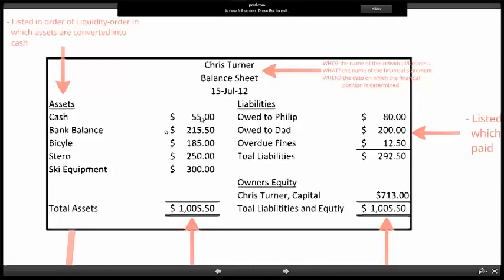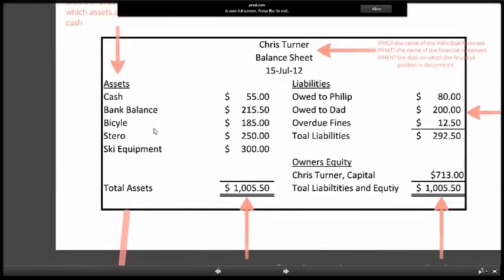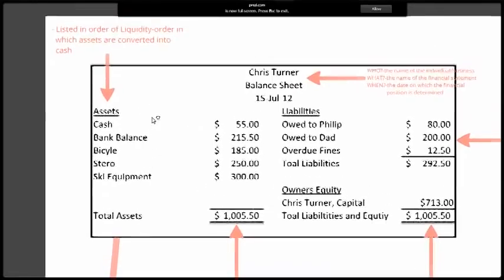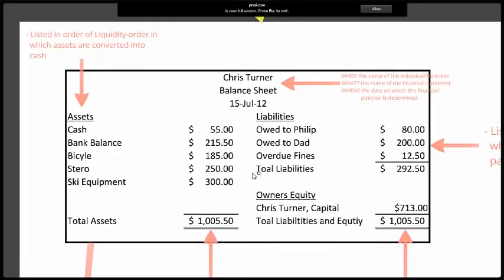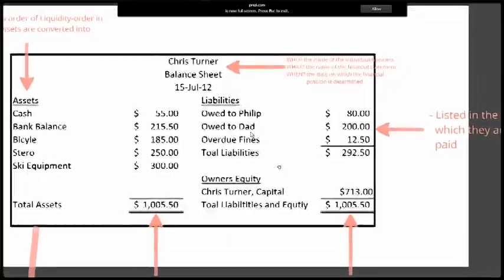The second thing you're going to do is list off your assets. Your assets are to be listed in accordance to which they could easily be converted into cash. So since cash is already cash, that will be listed first. Bank will be second because it's easy to pull out. Then everything else will be listed in accordance to how you feel or what you think could easily be turned into cash. The next thing you're going to do is list off your liabilities.